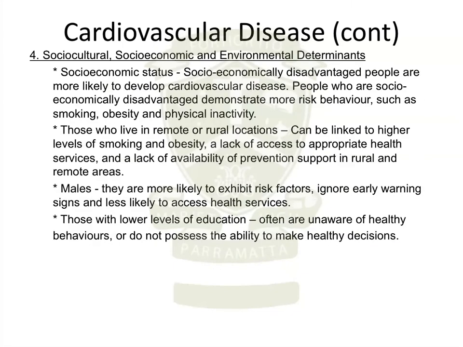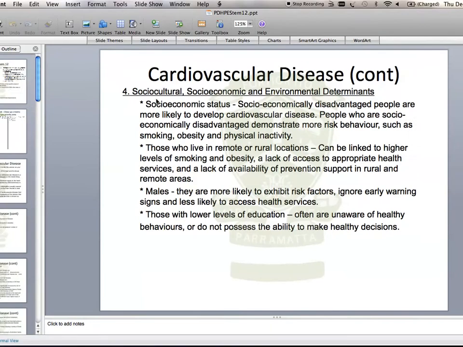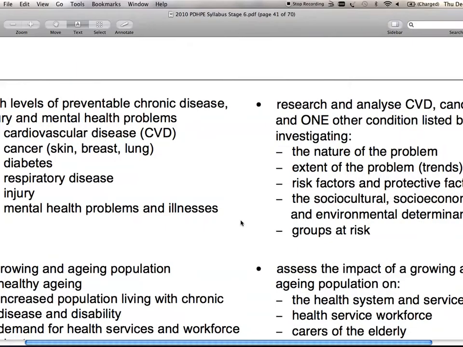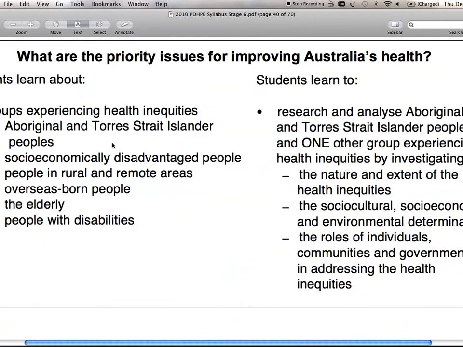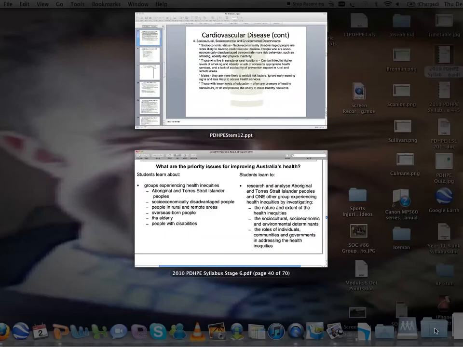With the determinants, these are some of the determinants for cardiovascular disease, but cast your mind back to the last dot point that we did. I'll come out of this presentation and go back to the syllabus. The last dot point was groups experiencing health inequities, and one of the things we researched was the socio-cultural, socio-economic and environmental determinants that were affecting these population groups. Those exact same determinants are the same things that are causing these diseases. So you can recap on these determinants when you're making your notes for this particular dot point.